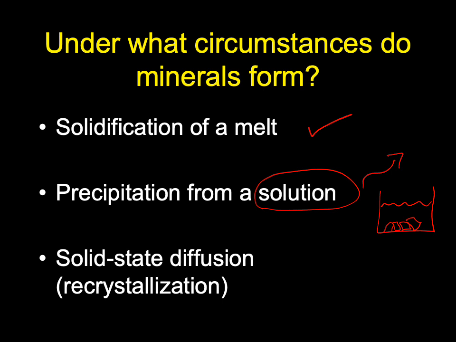Lastly, we'll talk about something called solid state diffusion. This is where you can have a little bit of temperature change, or a little bit of heat, and you can have fluids moving through a material, and that can move ions around slightly. So we're not talking very far, just local movement of ions, and you can create new minerals that way. But let's look at this idea of making minerals by each of these mechanisms.